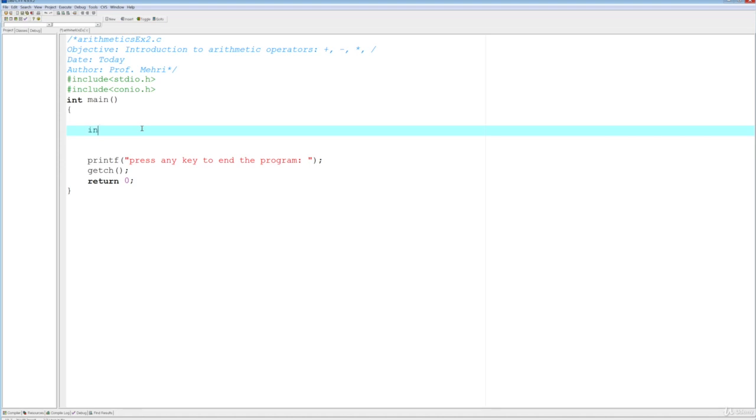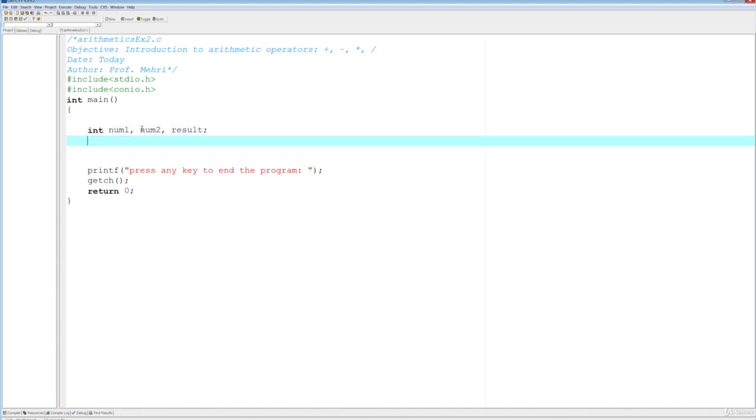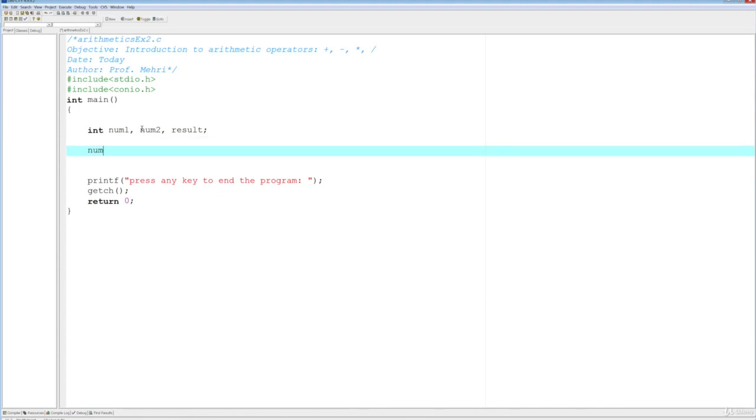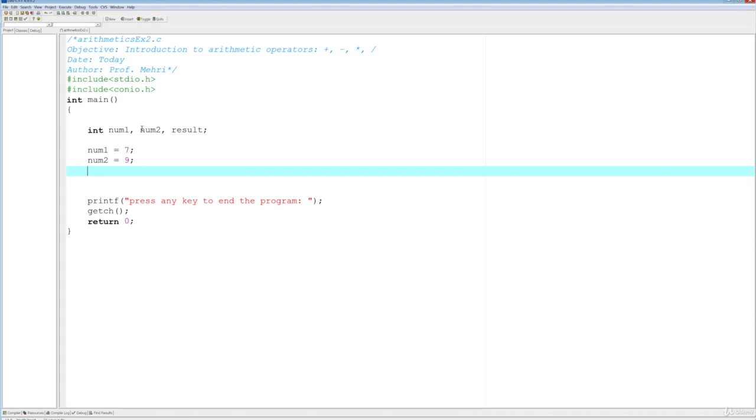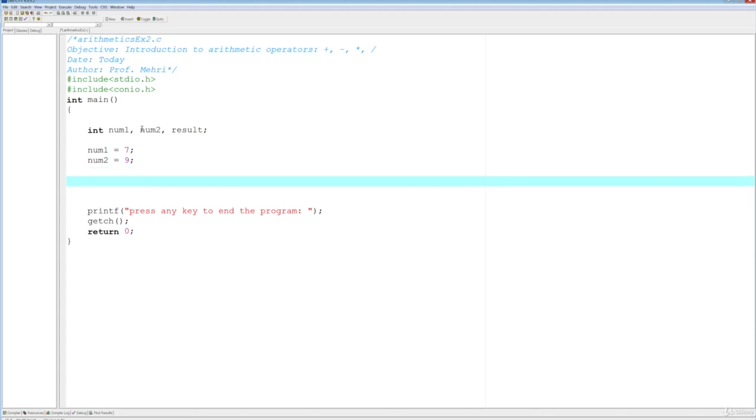So let's say I have two variables, num1 and num2. And let's say I also have something to store the result. Now, these are all integers, okay? So we could set values for either one. So num1, let's say, is equal to 7 and num2 is equal to 9. Then a multiplication of these two, the content of these two variables would look like this. Result equals num1 times num2.